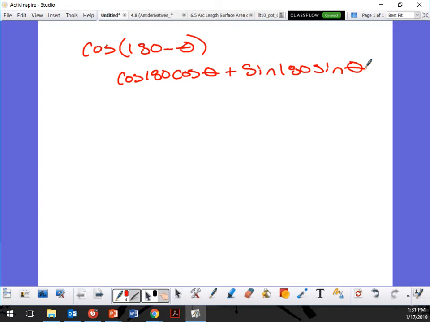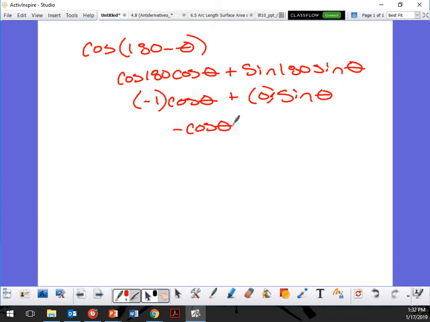So, cosine at 180 is? Negative 1. And times cosine of theta. What is sine at 180? 0. Times sine of theta. Anything times 0 is 0. So that piece goes away, right? So my answer is going to be negative cosine theta.